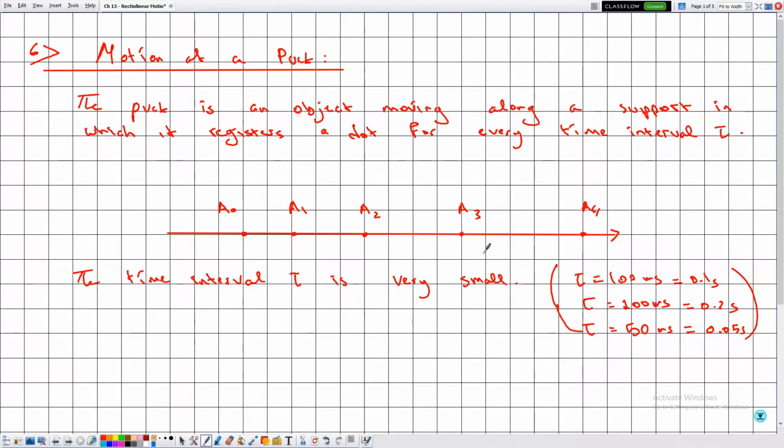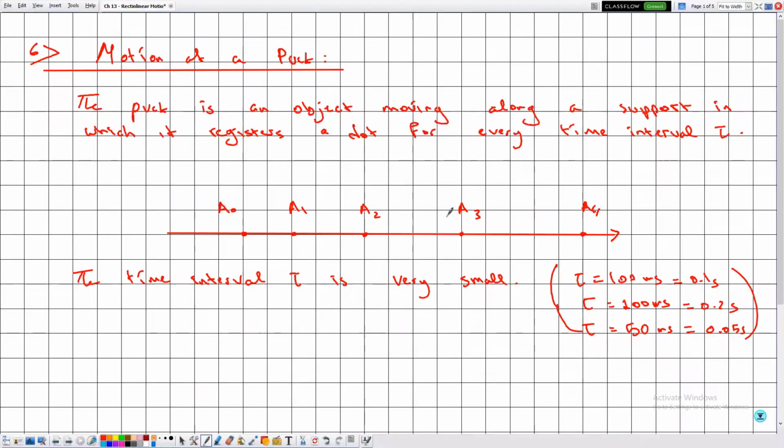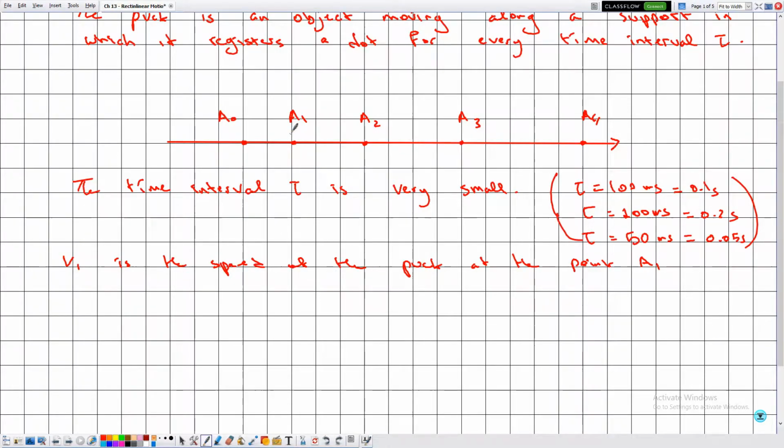Okay, now we can determine the speed at the position. A0, A1, A2, A3, A4 are the positions of the puck at this point, this point, this point, etc. So we can say that V1 is the speed of the puck at the point A1. Now we can determine the speed at the point A1.